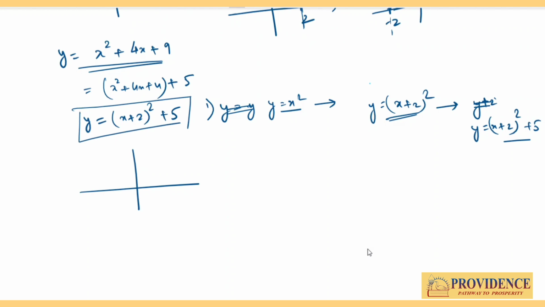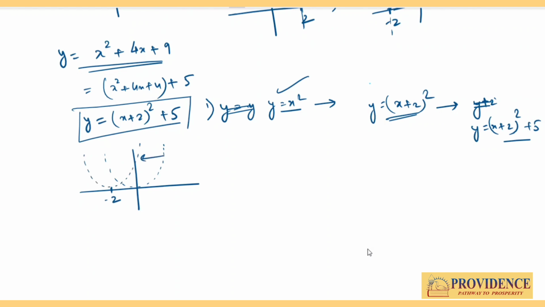So let us start with this. y equals x square means it will be something like this. Done. y equals x plus 2 whole square means at x equals minus 2, that means it will be at x equals minus 2.